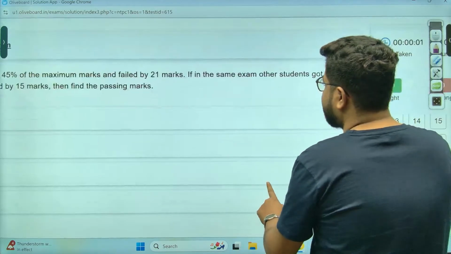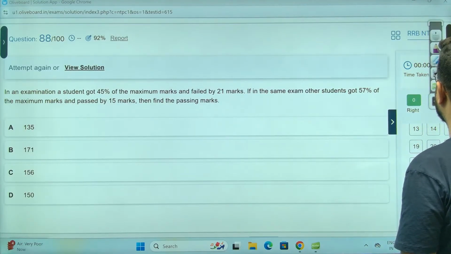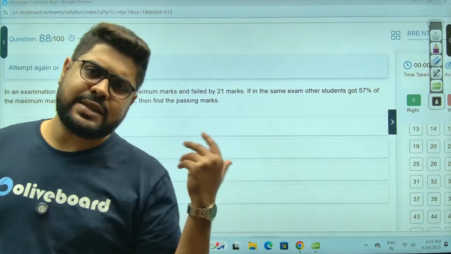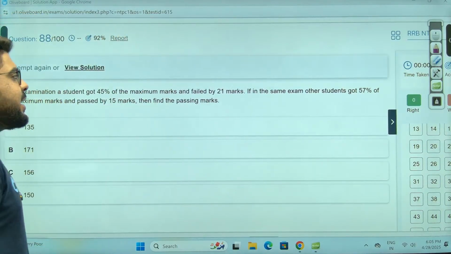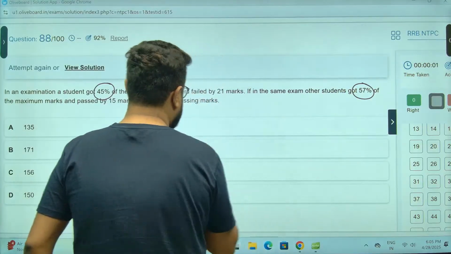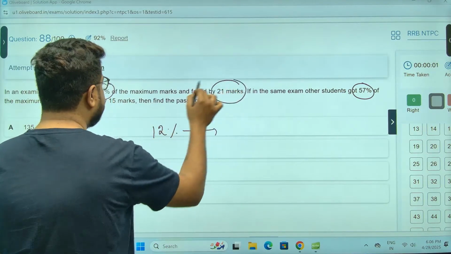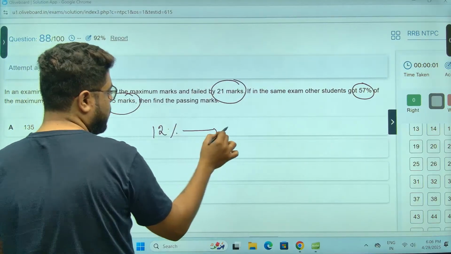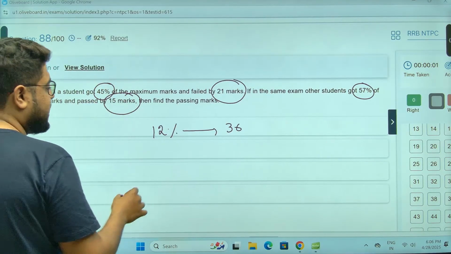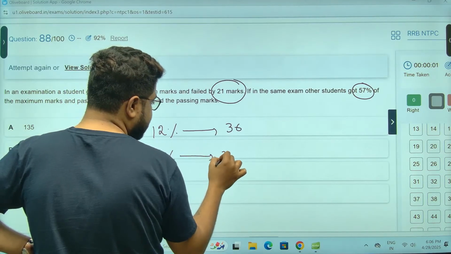Pass fail question. Again, in this question, make your equation around the pass marks. Or, if you are intelligent enough, 45% and 57% have a gap of 12%. In marks, failed by 21 and passed by 15, total 36 marks. Find the passing marks. So 1% marks is how much? 1% marks is 3 marks.